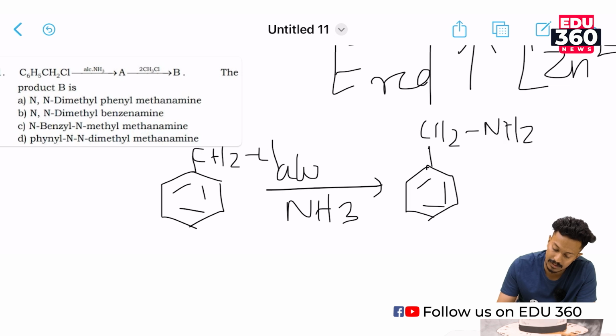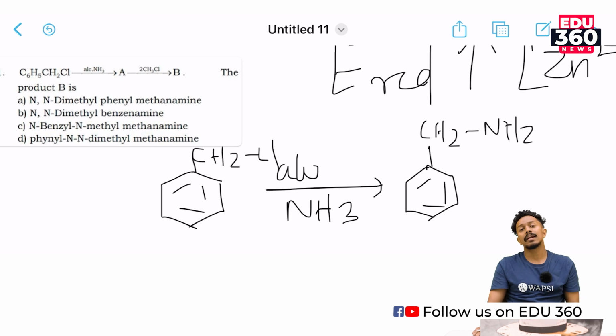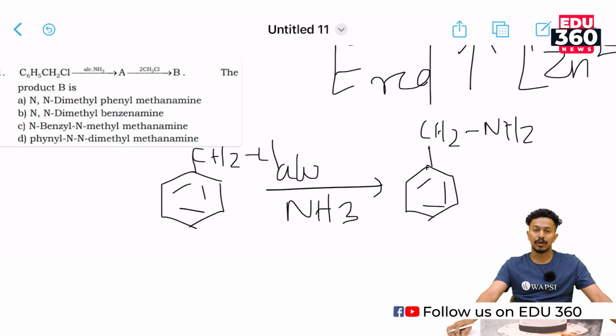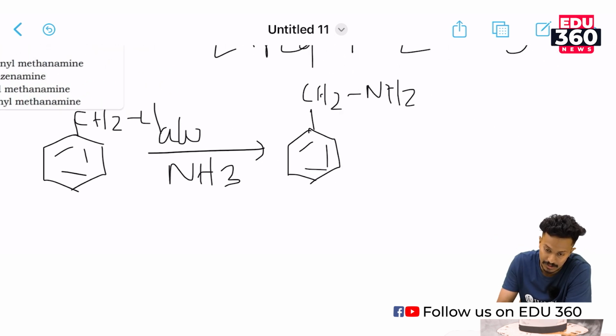CH2NH2. This is a primary amine that is formed by any alkyl halide or an aryl halide. When treated with ammonia, we get a primary amine. We have studied this in the first part of amines and its derivatives. So this is our compound A, CH2NH2.